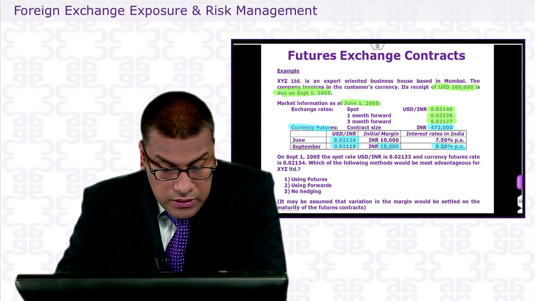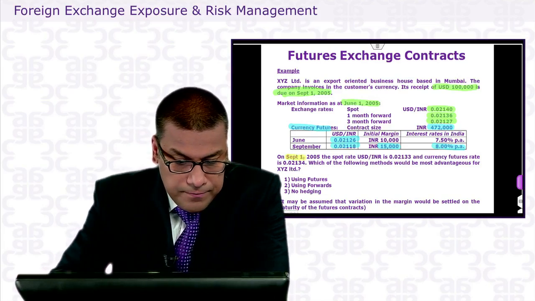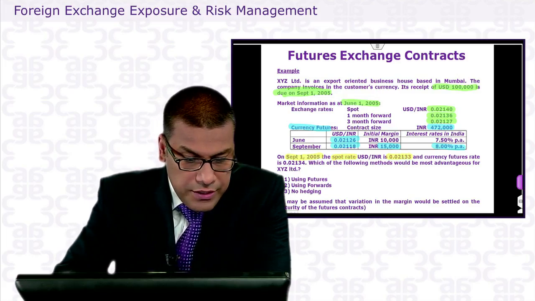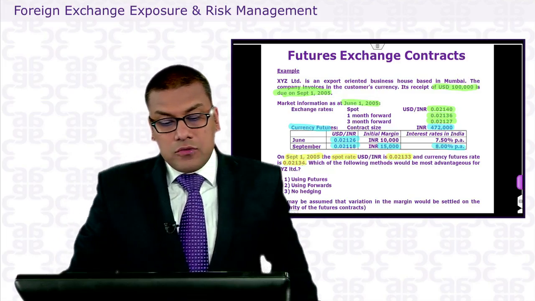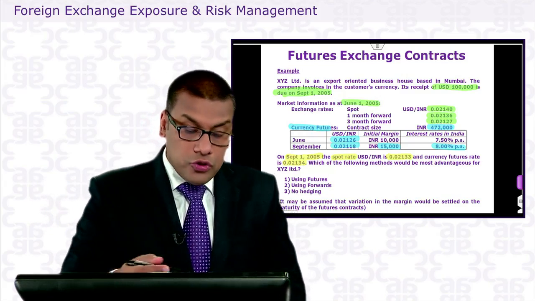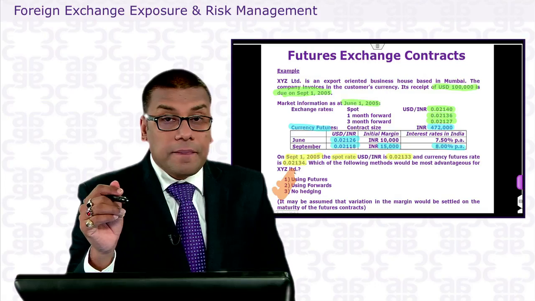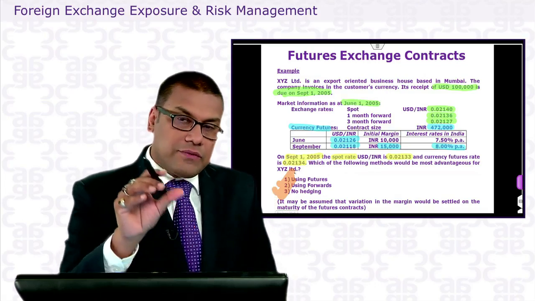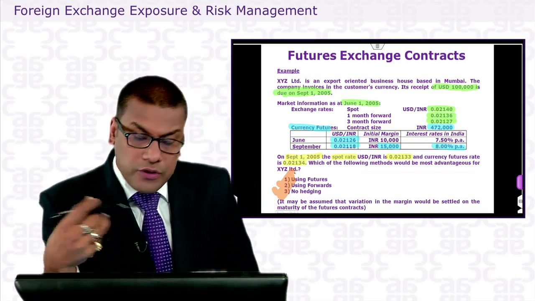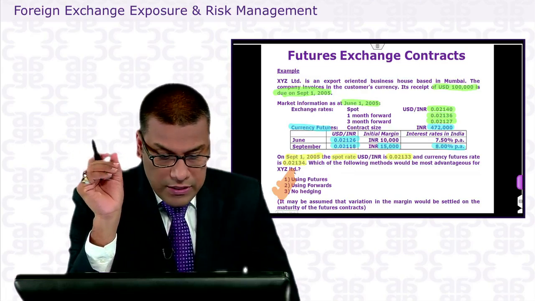Further, on 1st of September the spot rate is 2133 and the futures rate is 2134. You have been asked to recommend what you should do: whether you should use futures, use forward, or do no hedge. It's not exactly that we are only talking of futures, but since there are different markets, you can go to a bank and enter into a forward contract, or go to an exchange and take up a futures contract. So let's see how we approach this.